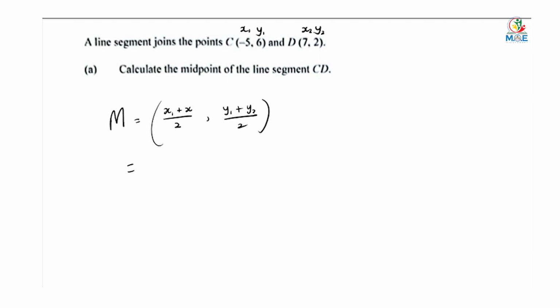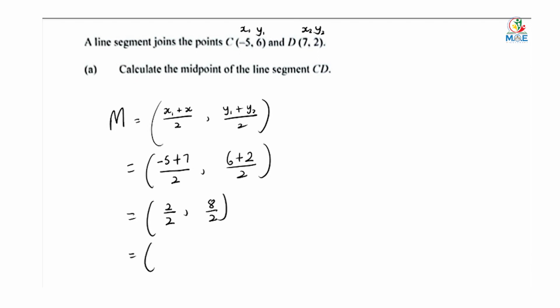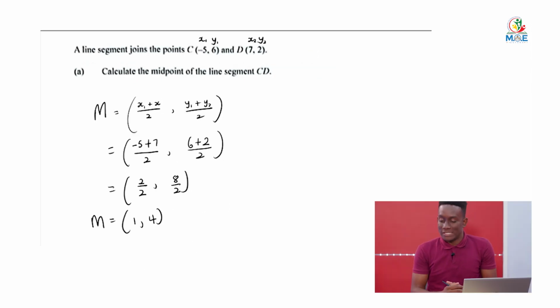So let's substitute our values now. x1 is -5 plus x2, which is 7, all divided by 2, comma. y1 is 6 plus y2, which is 2, all divided by 2. So this is equal to -5 plus 7, that would be +2 over 2, comma, 6 plus 2 is 8 over 2. So 2 divided by 2 is 1, comma, 8 divided by 2 would be 4. So the midpoint of the line segment CD would be (1, 4), as easy as that.